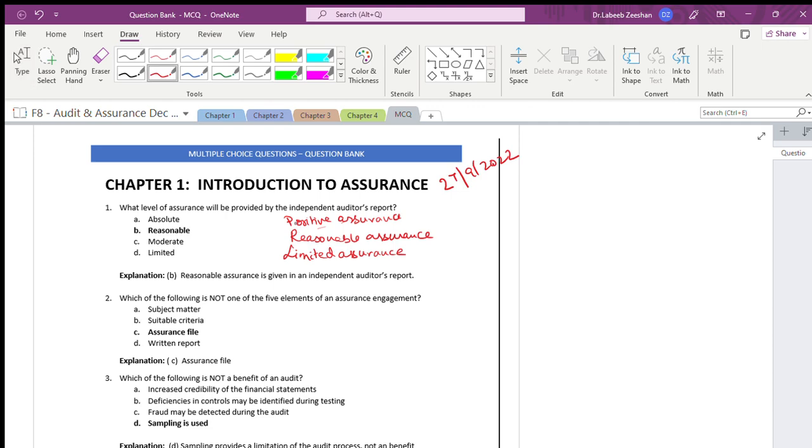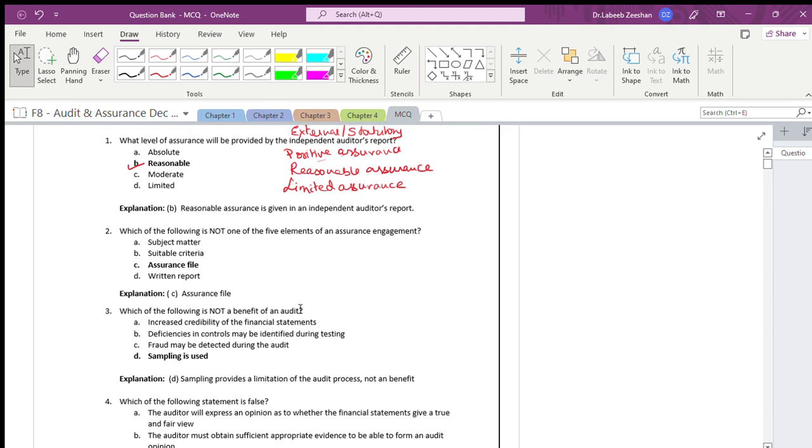Which level of assurance does the independent auditor or statutory auditor provide? The independent auditor is otherwise called an external auditor. The independent auditor is otherwise called a statutory auditor. Is it right? This is where it says. Fine. Next, they will ask you like this.